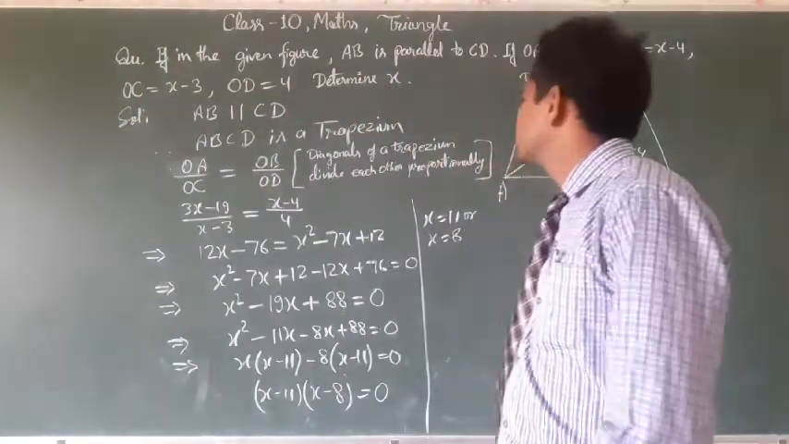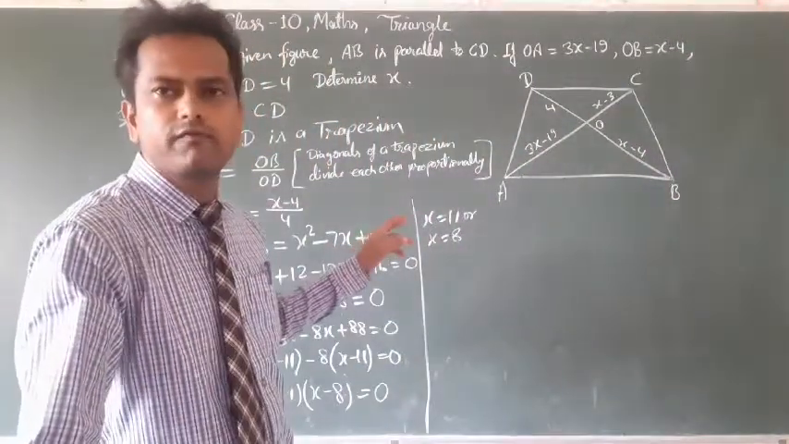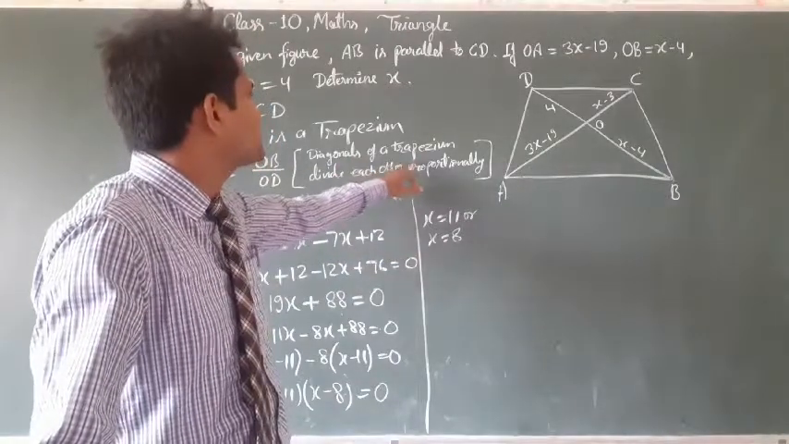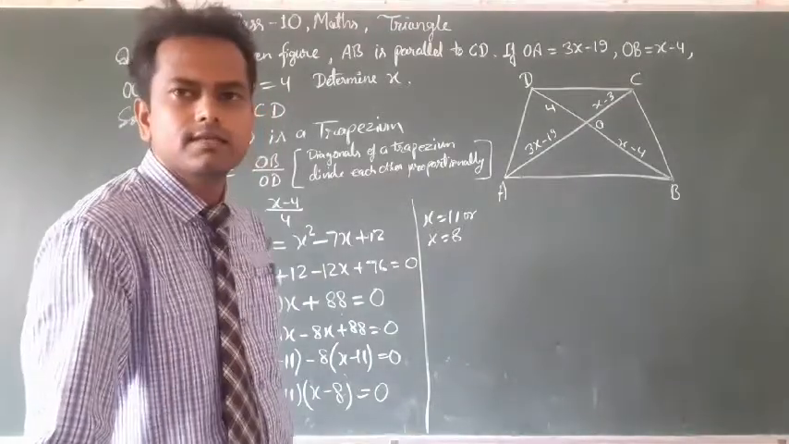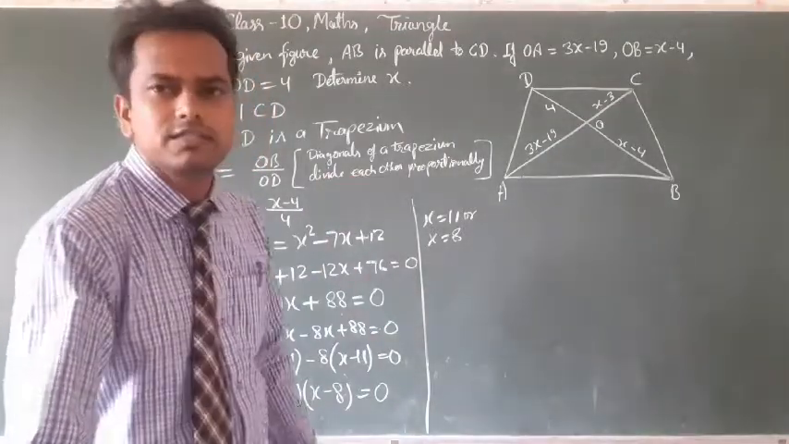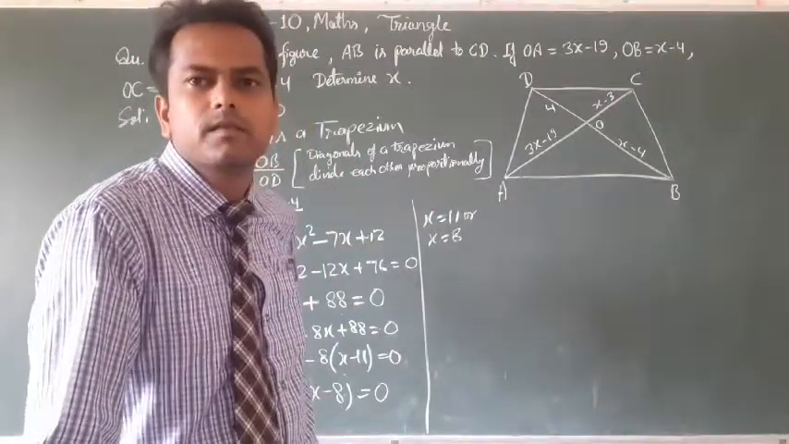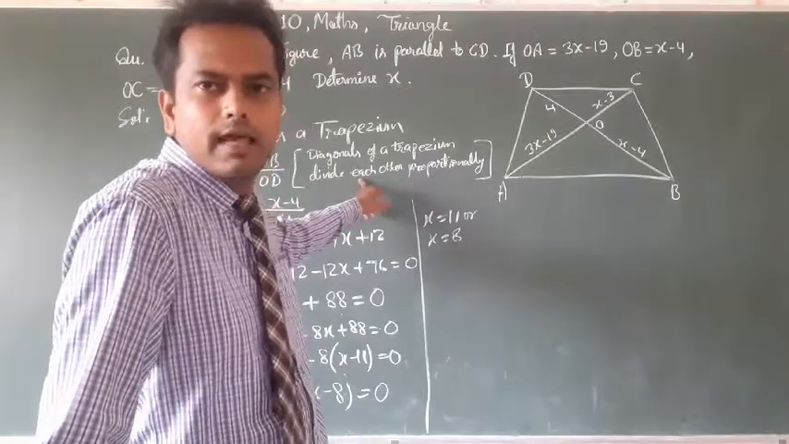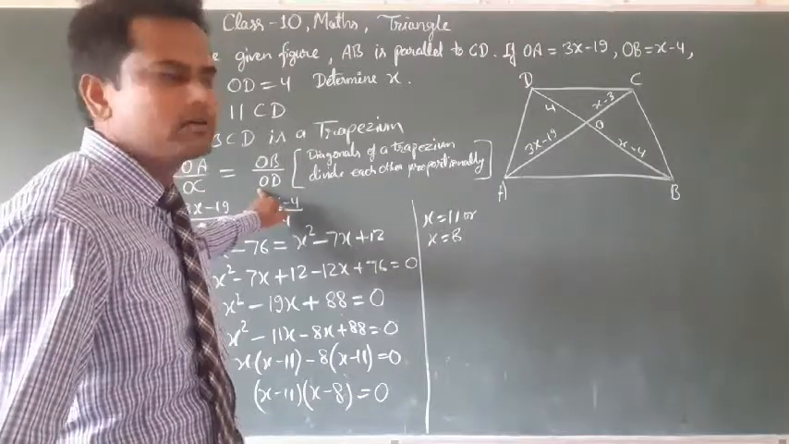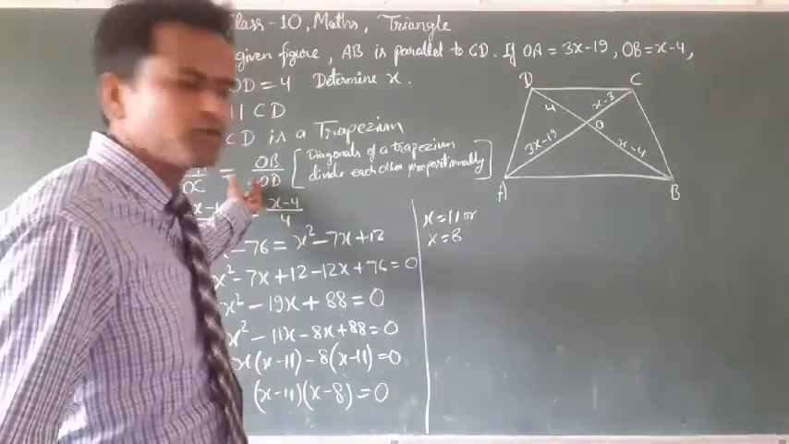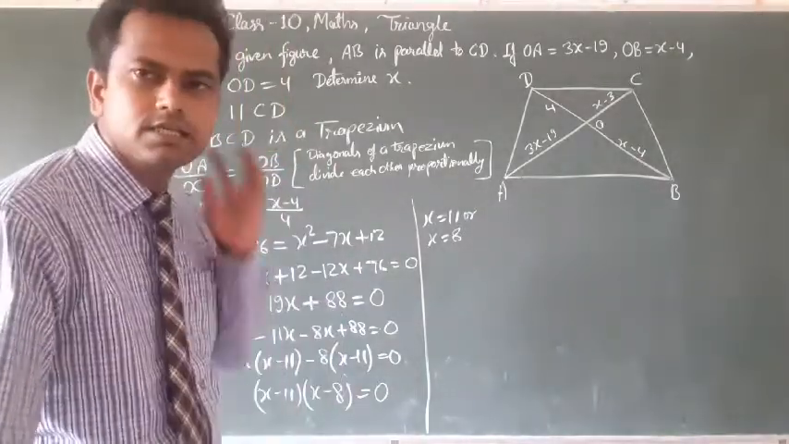Now there is one problem you will face: how diagonals of a trapezium divide each other proportionally. In previous classes you have studied that diagonals of a trapezium divide each other proportionally. So how will this happen? OA upon OC, OB upon OD. So now I am going to prove this one, how diagonals of a trapezium divide each other proportionally.